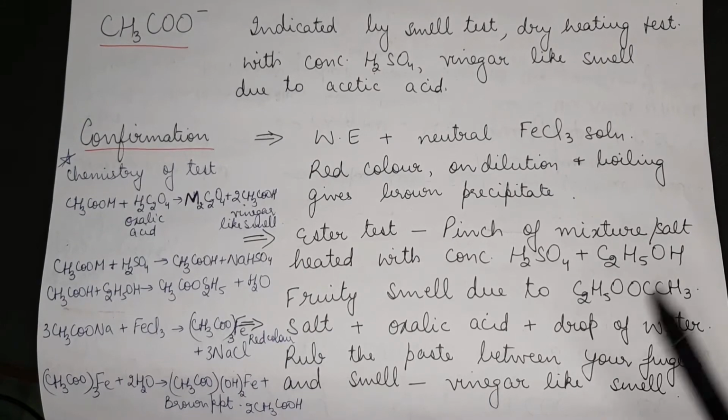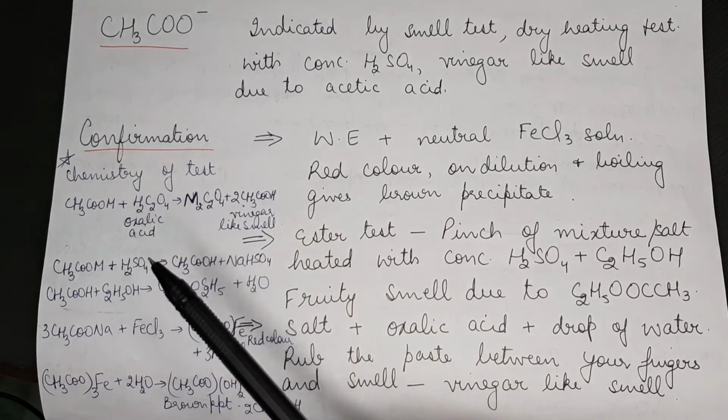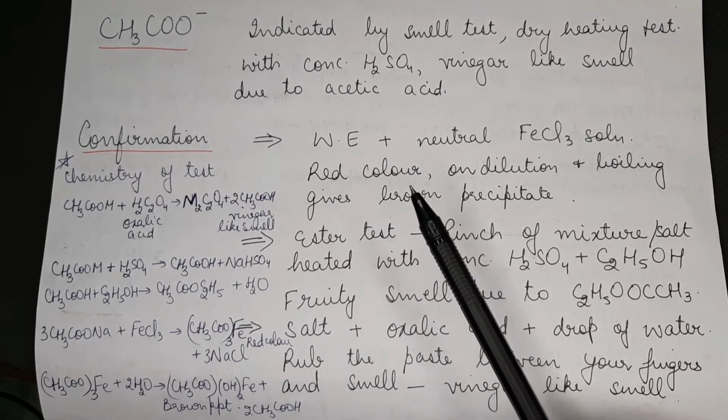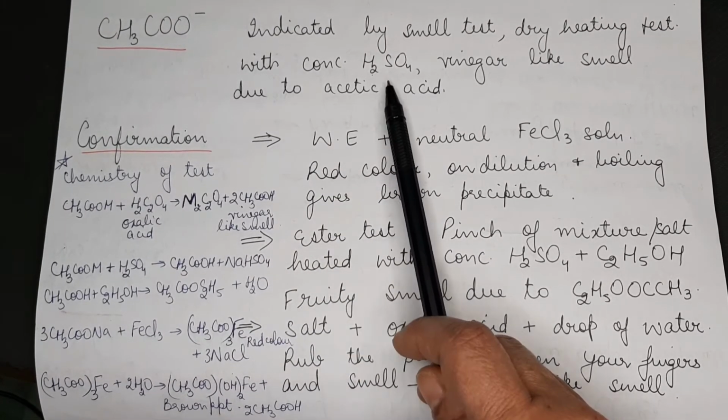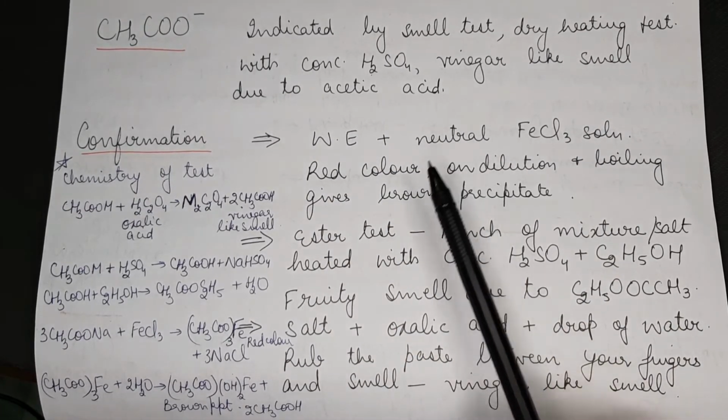Now we move on to the next ion, acetate ion. Again, a simple ion which is easy to identify. This is observed by a vinegar-like smell during the dry heating test, as well as with concentrated sulfuric acid, we get a vinegar-like smell due to acetic acid formed.